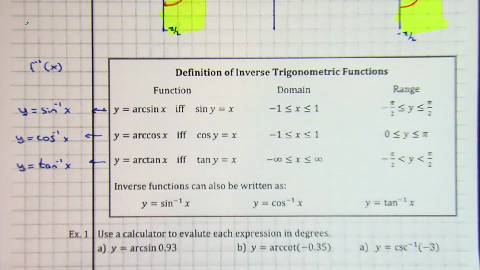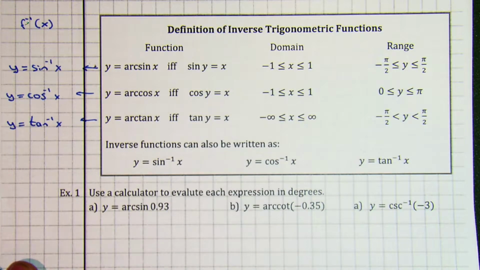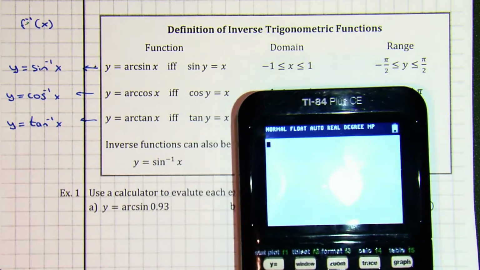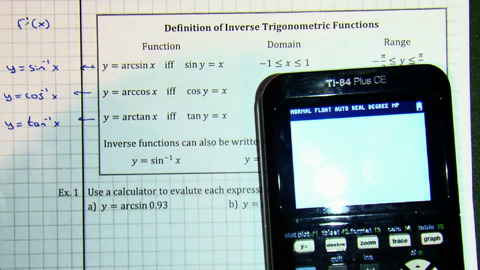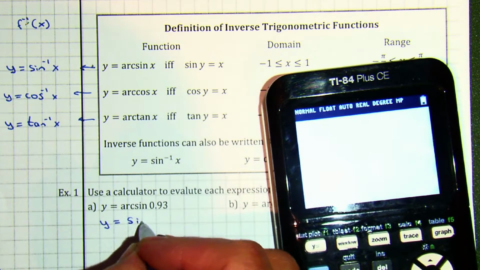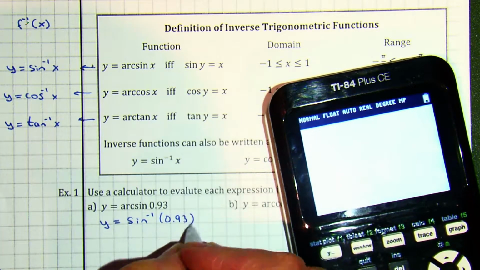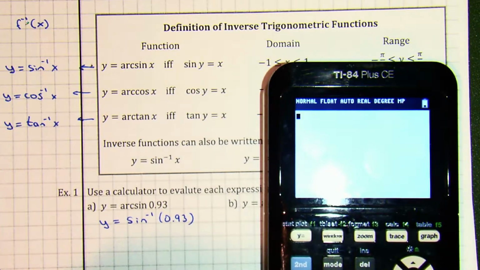Use a calculator to evaluate each expression in degrees. So we are using a calculator. Go ahead and take the time to copy it down, and we'll continue once you are ready. So now we are using your calculator. Remember that in order to evaluate this, we can rewrite it as y is equal to sine inverse of 0.93, and we can type that into the calculator.